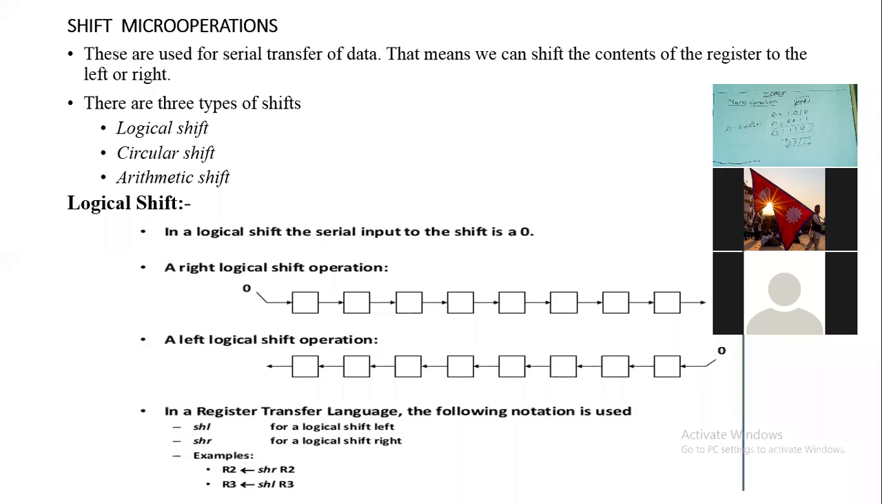And remember one thing, in COA we always consider binary numbers or hexadecimal numbers. What is a hexadecimal number? Hexadecimal number means 0 to 15. These are hexadecimal numbers.